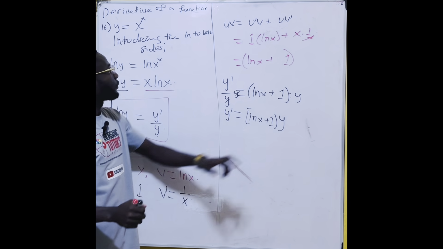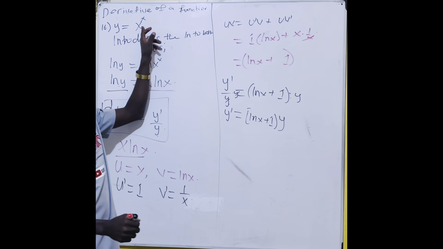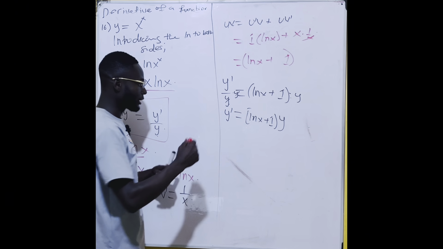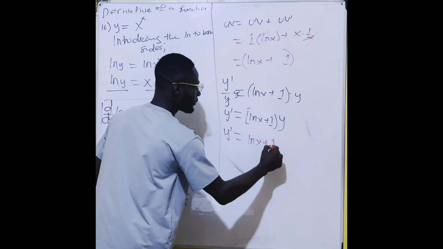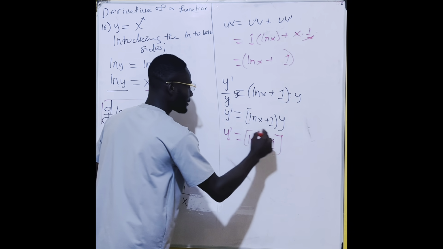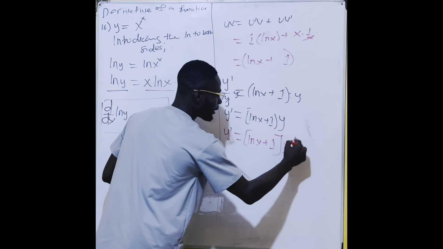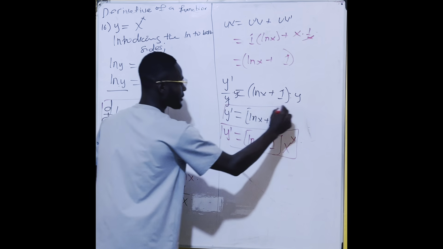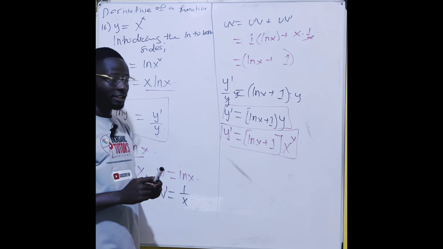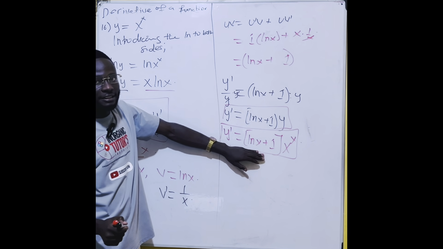Now, don't forget that y is what? x to the x from the question. So we can say that our first derivative is x to the x times ln x plus 1. So we either use this or this. All are correct. So this is our first derivative.